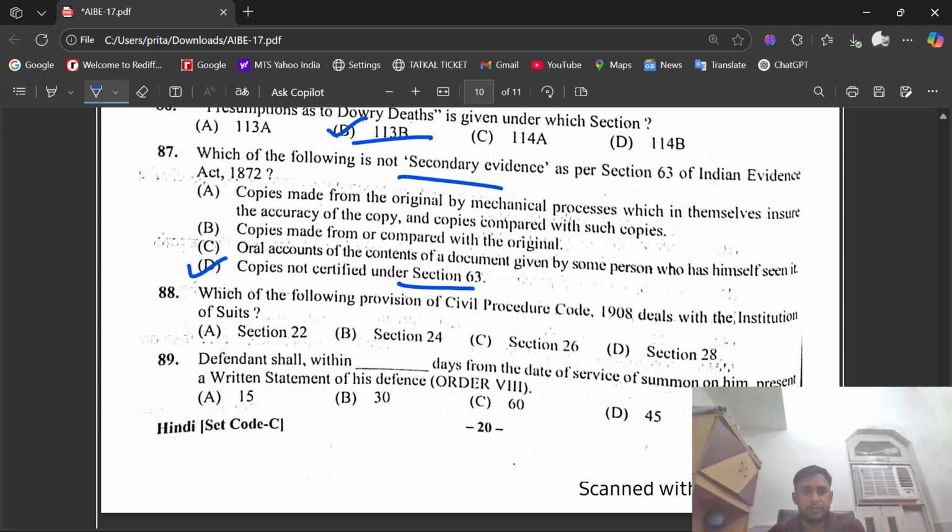Question number 88. Which of the following provisions of CPC 1908 deals with the institution of suits? The right option is option C, that is section 26. Question number 89. Defendant shall within dash days from the date of service of summons on him present a written statement of his defense as mentioned in Order 8. The right option is option B, that is 30 days.